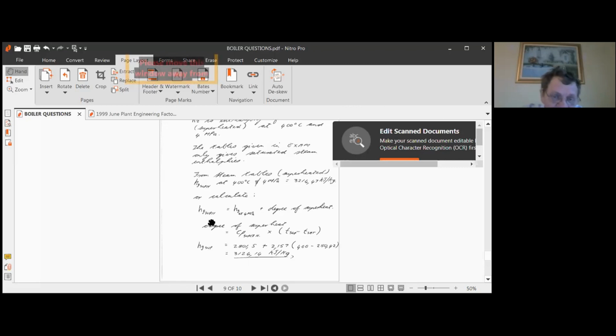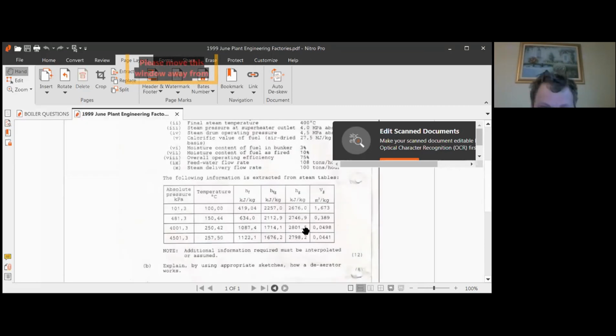So I said HG superheat is Hg at 4 MPa, so that'll be the total enthalpy of the saturated steam value at 4 MPa plus the degree of superheat. So HG at 4 MPa is 2801.5, and you get that from your table. If you go back to that table, at 4 MPa, I'm interested in that value there, 2801.5, because I'm working at 4 MPa.